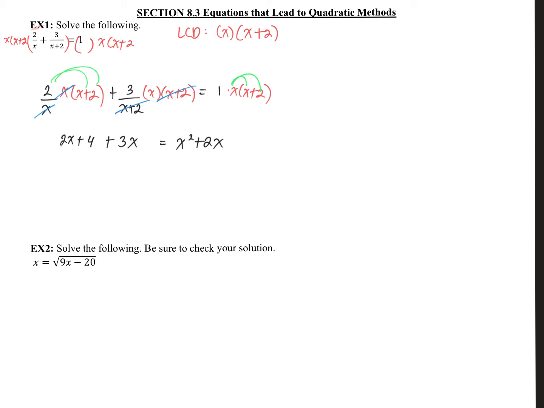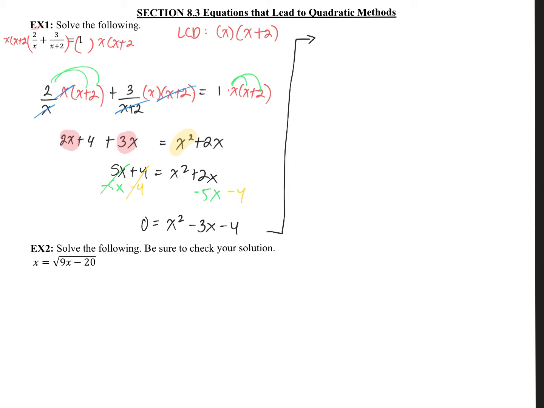Okay, so does this look quadratic now? And it does because we have the x squared. So let's treat it like a quadratic and get the terms all on one side. I'll combine these two like terms here. That'll be 5x, so let me go ahead and write that out. 5x plus 4 equals x squared plus 2x. Subtracting 5x from both sides, and then subtracting the 4 as well. Once again, you do the opposite sign when you're getting rid of it. Okay, so now it's perfectly quadratic.